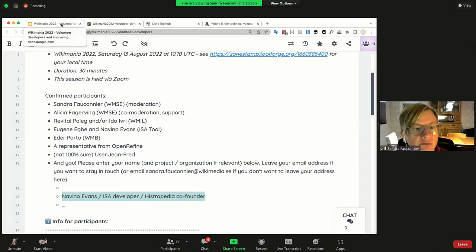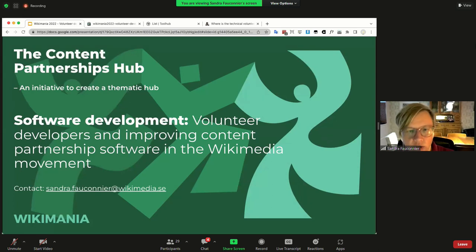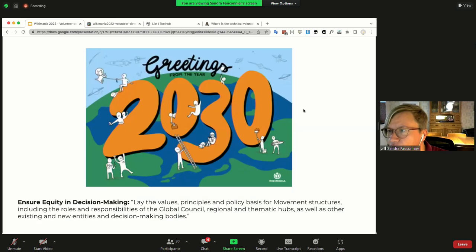I will now jump to a few short slides just to give some introduction and to warm up the group while people are coming in. In this session, as I said a few minutes earlier, I am representing Wikimedia Sweden. Wikimedia Sweden is at this moment experimenting with what a content partnership hub in the Wikimedia movement can look like. And I am here with a specific hat on, looking at how we can support software for content partnerships better. I have a few slides with some context.